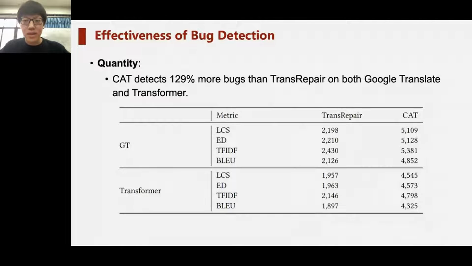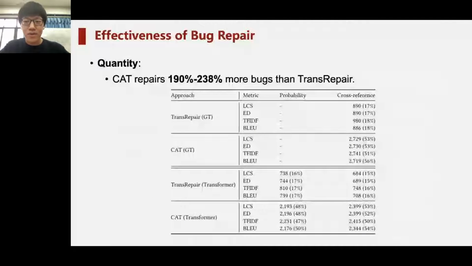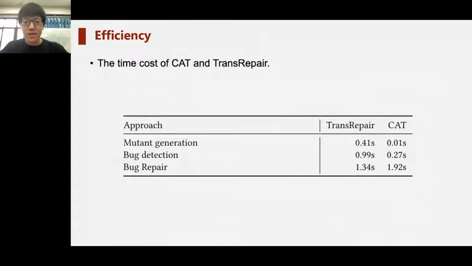For bug detection, CAT detects 129% more bugs than trans-repair. And for bug repair, CAT repairs twice as many bugs as trans-repair. For efficiency, CAT is significantly more efficient than trans-repair in mutant generation and bug detection, and has a comparable efficiency with trans-repair in bug repair.